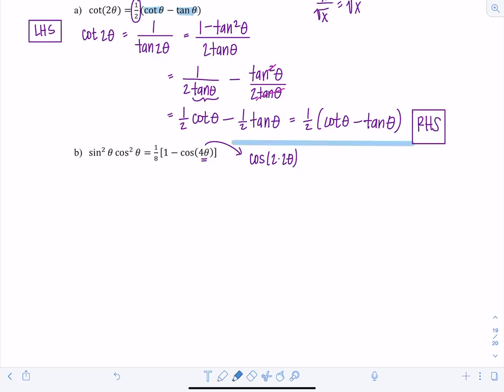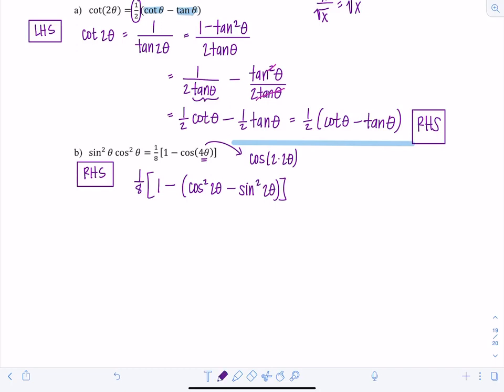So we're going to apply the double angle formula, but I'm going to have a 2 theta everywhere theta normally goes. So we're starting with the right-hand side this time. And we have 1/8 times 1 minus. So using the cosine double angle formula, I'm going to have cosine squared, now this time it's 2 theta, minus sine squared 2 theta. All right, since I had a 4 theta to begin with.